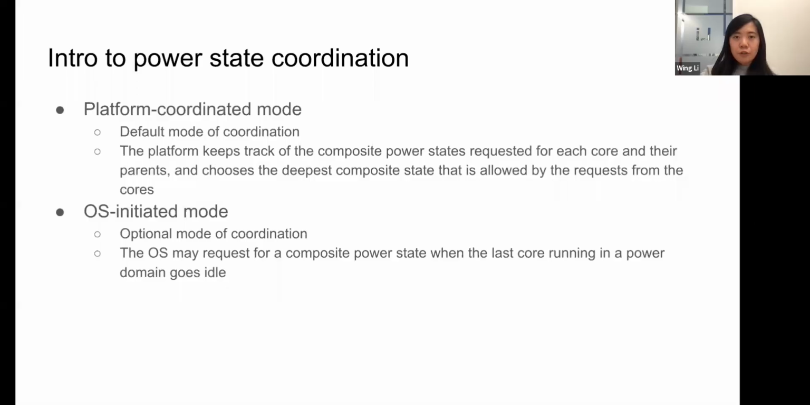So there are 2 modes of power state coordination. We have platform coordinated and OS initiated. Platform coordinated is the default per the spec, and right now it's the only supported mode in TFA. This is where the platform keeps track of the composite power state requests coming from each core for the core itself and their parents, and then the platform chooses the deepest composite state that's allowed by all the requests coming from all the cores in the system.